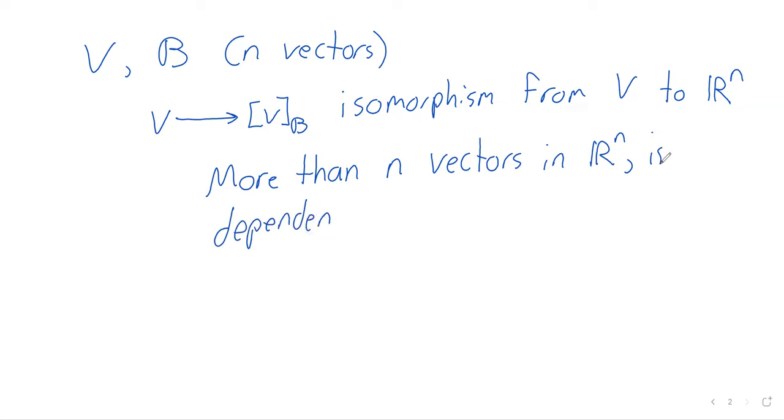Like if you have three vectors in R2, that's definitely a dependent set. So isomorphic spaces are indistinguishable. If you can't have more than n vectors in Rn that are independent, you can't have more than n vectors in V that are independent. Because independence is a vector space definition, and that would give you a vector space way of telling V and Rn apart. One of them has this large set of independent vectors, while the other doesn't.